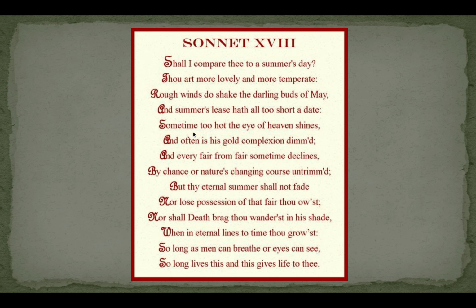We also know that sometimes it's just too hot. "Often is his gold complexion dimmed." So we're talking about the sun here. Gold complexion, of course, the bright gold complexion of the sun. It gets covered up by what? Maybe clouds or fog. So things aren't always great in the summertime. So here we have some problems, and then we're moving this problem on. "And every fair from fair sometime declines." What that means is all good things.